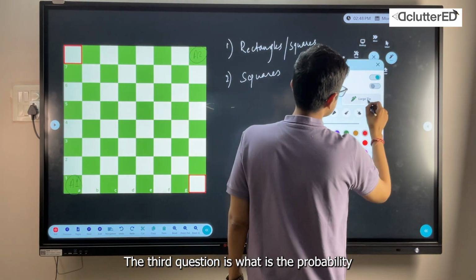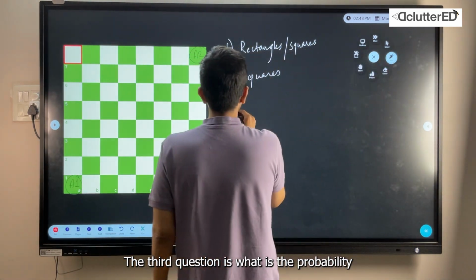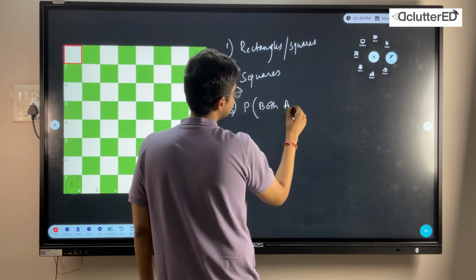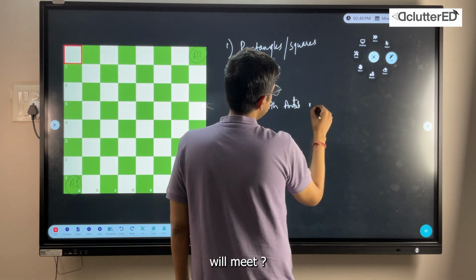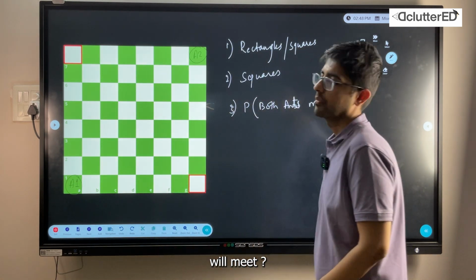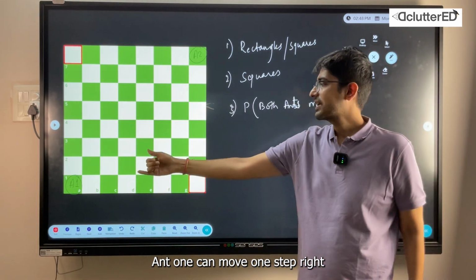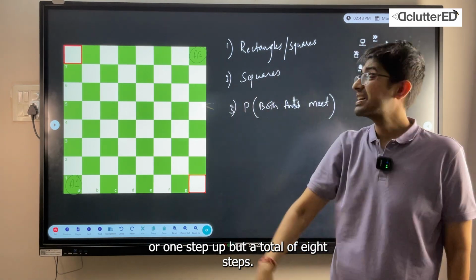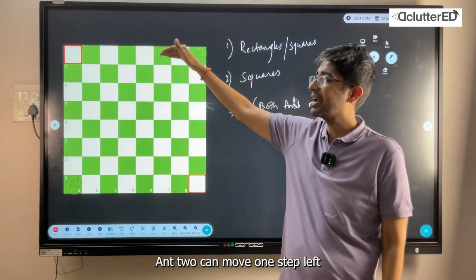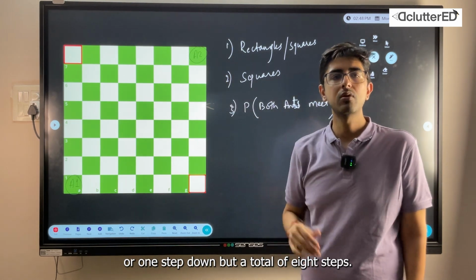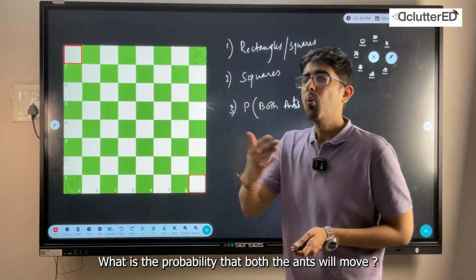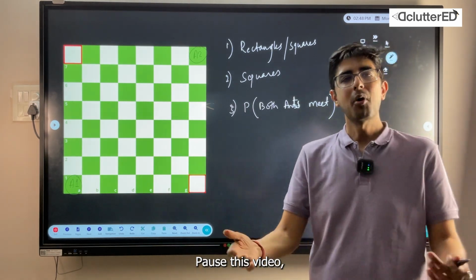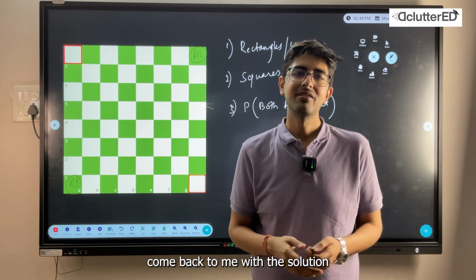The third question is, what is the probability that both the ants will meet? Ant 1 can move one step right or one step up, but a total of 8 steps. Ant 2 can move one step left or one step down, but a total of 8 steps. What is the probability that both the ants will meet? Pause this video, come back to me with the solution.